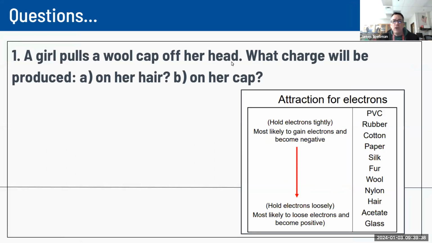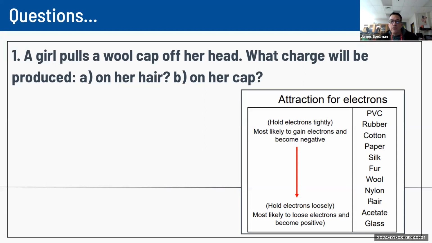If you pull a wool hat off your head, what charges would be produced on your hair and on the wool cap? If we come over to our chart, we can see wool is towards the bottom, but hair is even closer to the bottom. So as you go to the bottom, these are the ones that lose their electrons. And if you lose an electron, you're losing a negative. If you lose a negative, you're going to become positive.